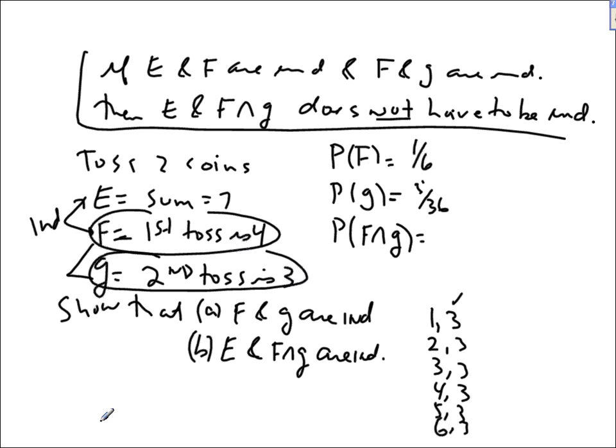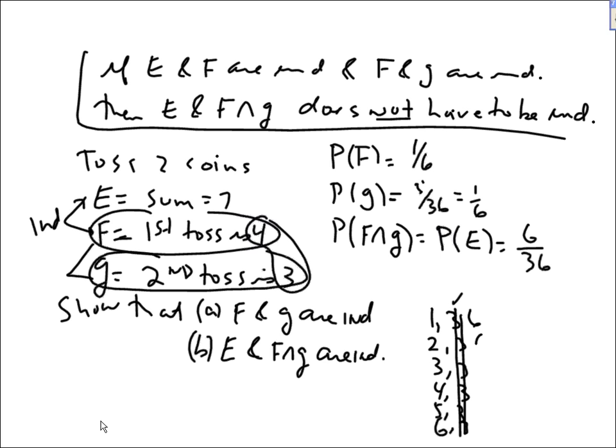Six out of 36 is a sixth. Now, the probability of F and G. Well, isn't that the probability of E? The probability that the sum is a 7? If the first is a 4 and the second is a 3, the sum is 7. And out of the 36, 6 of them give you a 7. Make believe these 3s were all 6s. There are 6 ways of getting a 7.